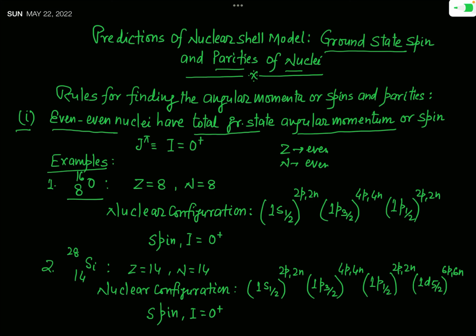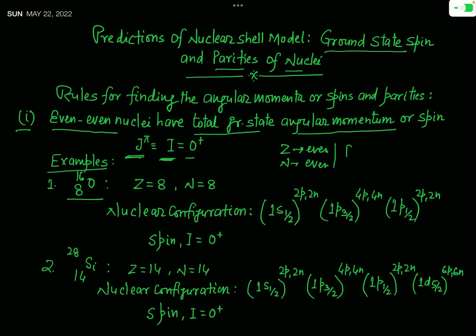If the nucleus is even, it means the number of protons is even and the number of neutrons is even, then the total ground state angular momentum or spin, which I have denoted by the symbol J pi or I, will be equal to 0. I have written here 0 plus, with the plus as a superscript, which actually represents parity. And how is this parity found? For finding the parity, we use the following rule.